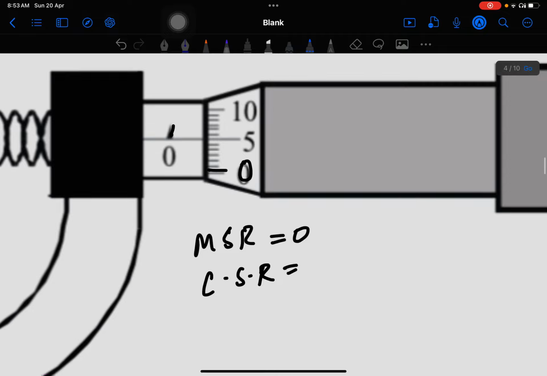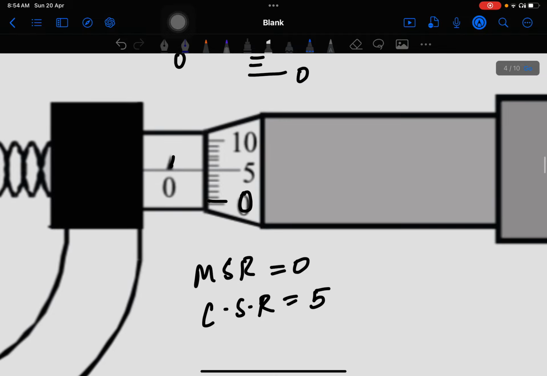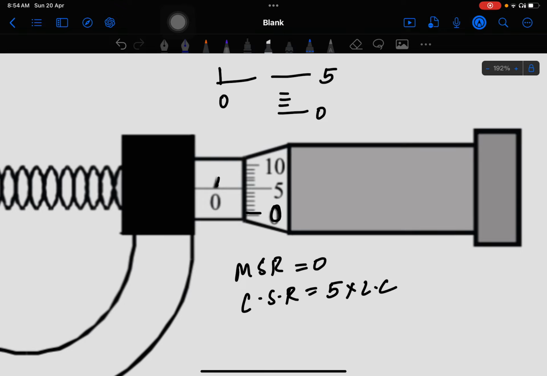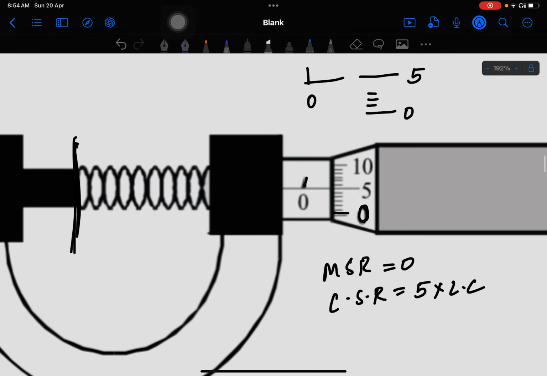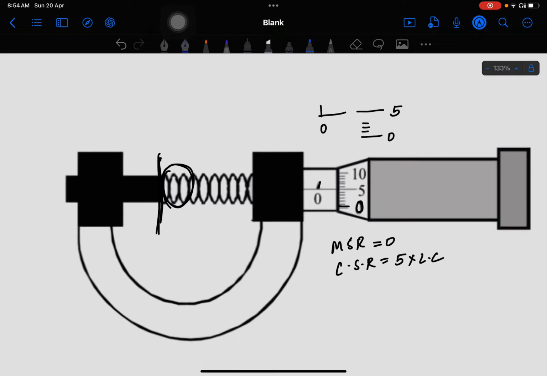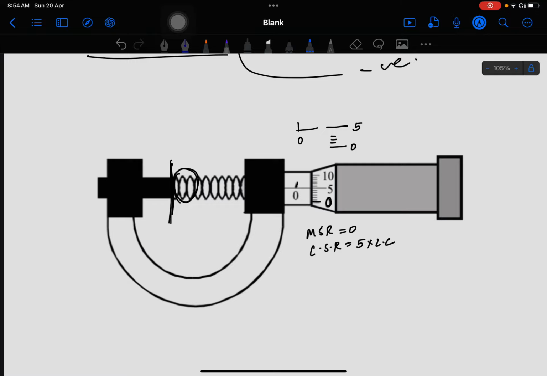So, therefore, over here, CSR is 5 times the least count. Now, why are we saying this 5? Because that's what is being shown. And if you were to put an object over here, what would then happen? Let's say that you put this object. How will you open the jam bottle? By rotating it this way.